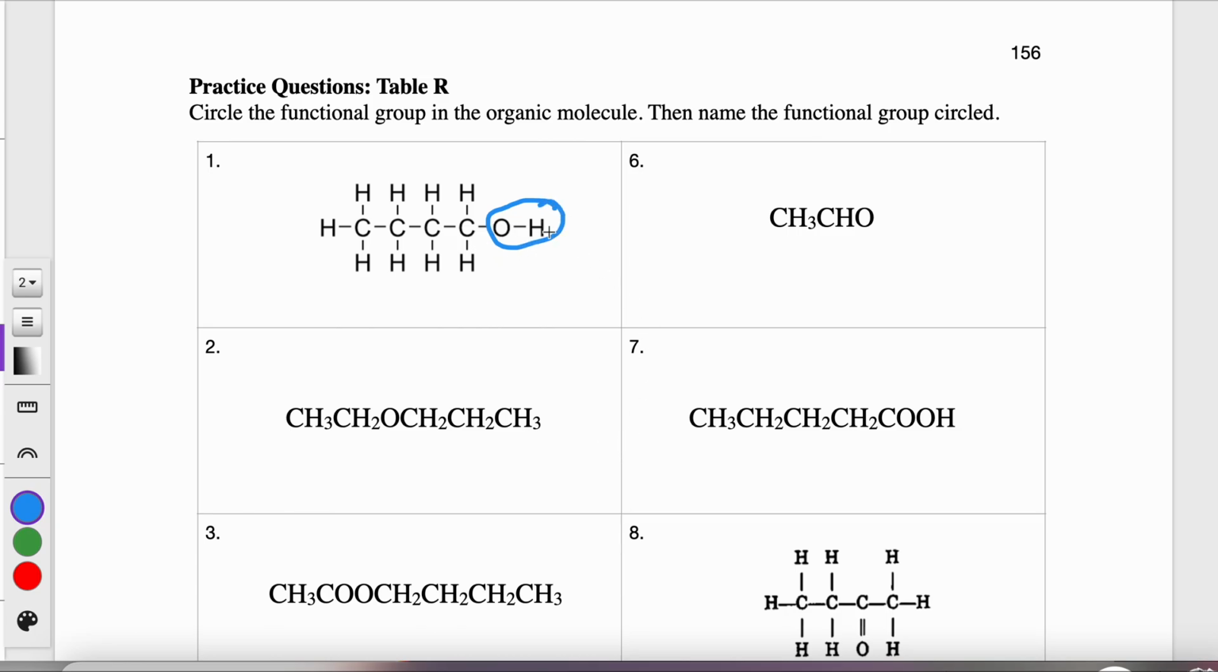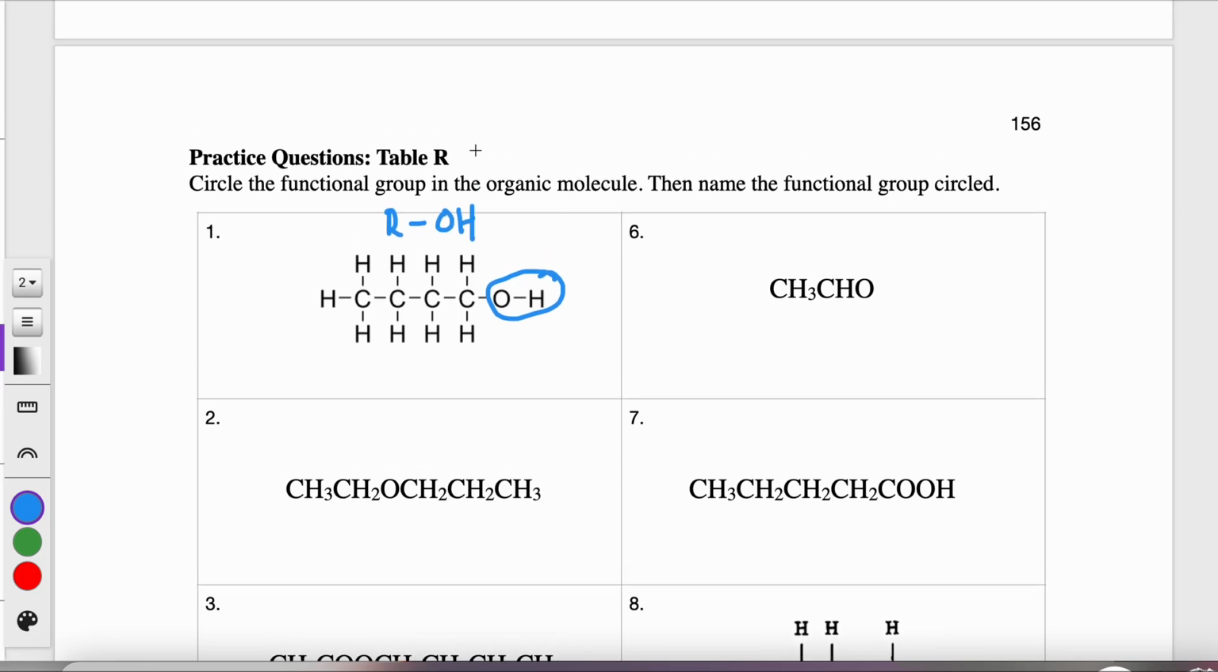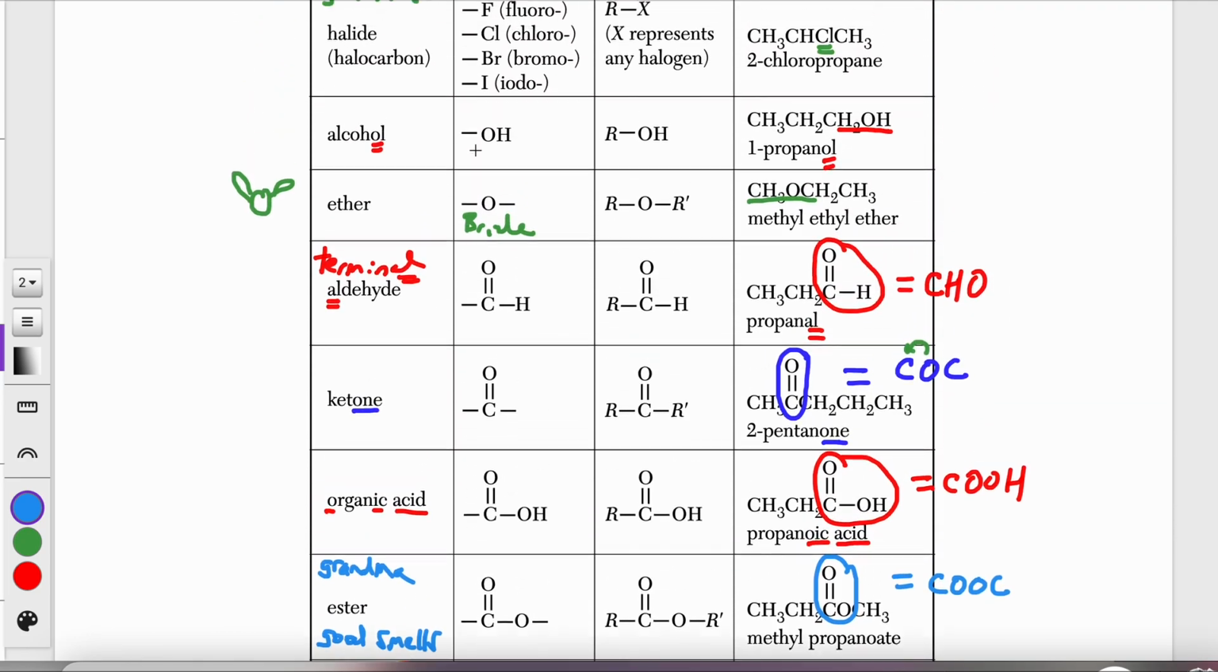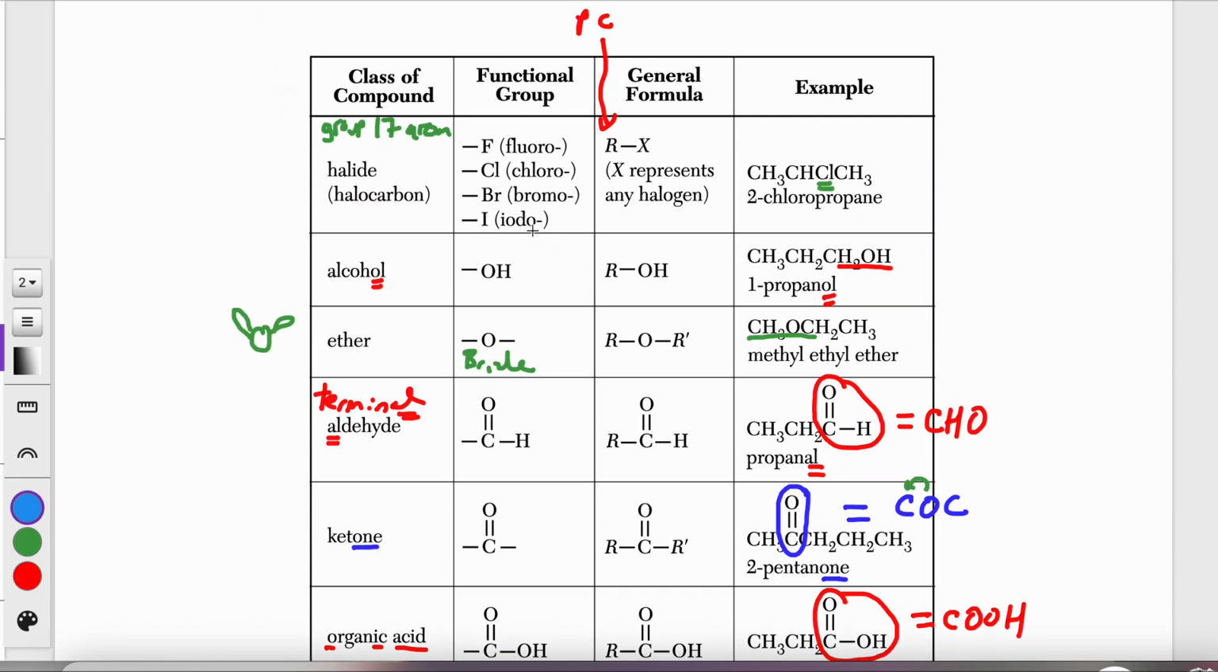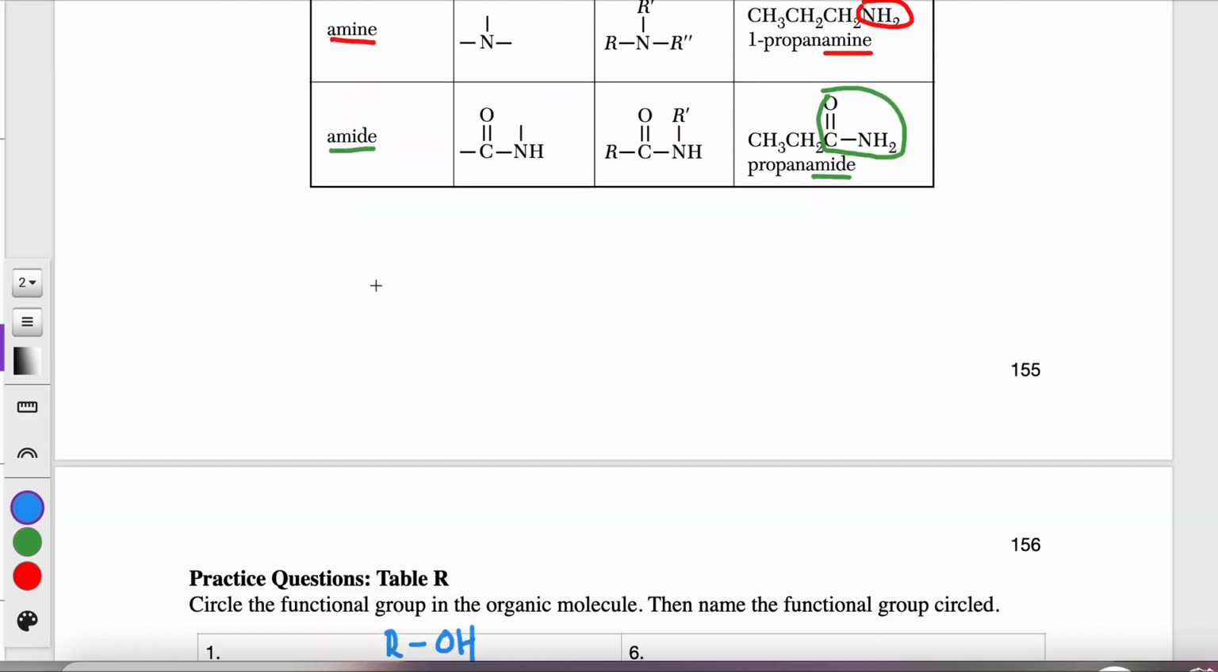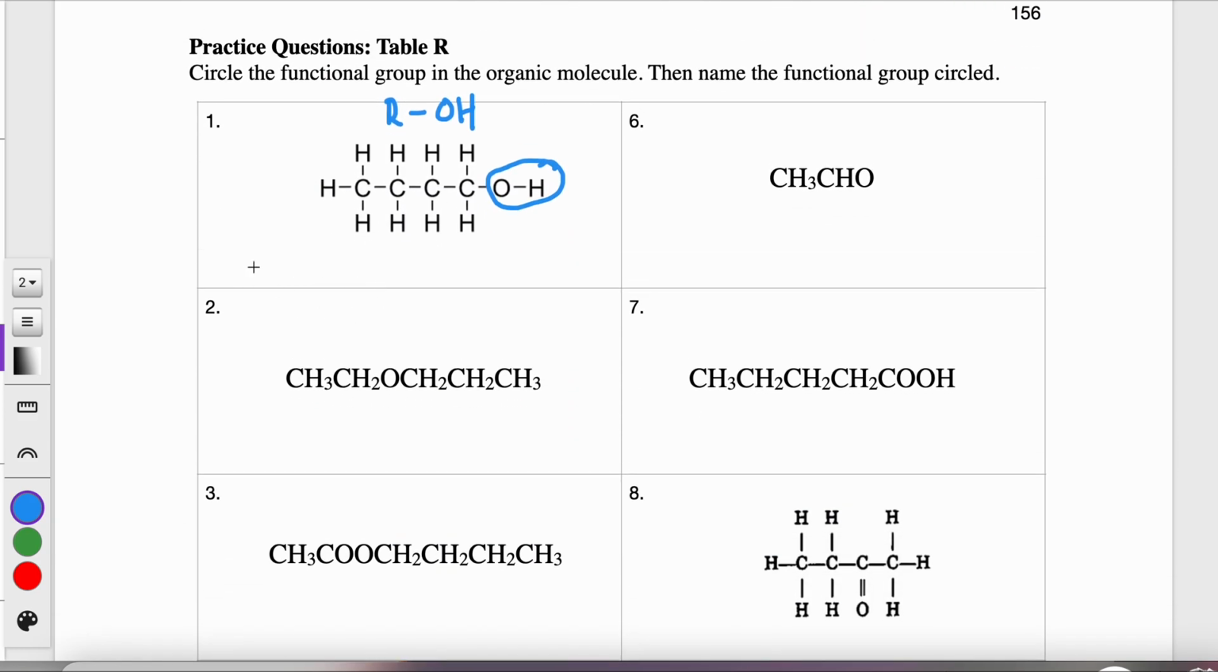I have an OH, only one OH attached to the carbon chain. So if I short form it, it's my carbon chain and I have an OH. So if I go and look at my Table R, and I'm taking a look at functional groups, take a look here. I have an R parent chain with an OH, which tells me that this is an alcohol. So the classification, circle a functional group, this would be an alcohol.